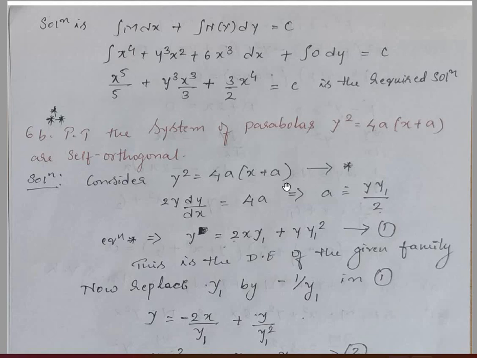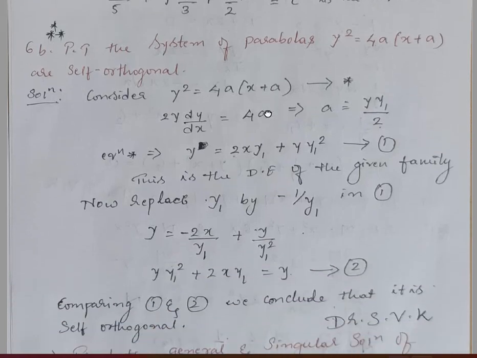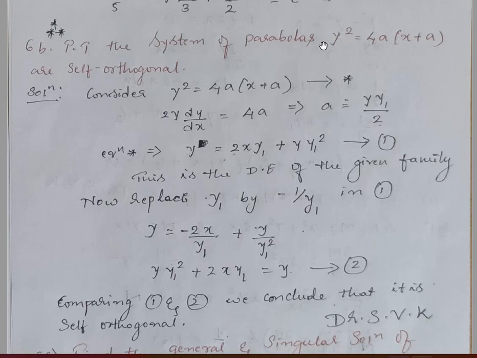So next move on to self-orthogonal. It is a very important problem. Prove that the system of parabolas y square equal to 4a times of x plus a are self-orthogonal. Consider the given curve and name that as equation star and differentiate that with respect to x.